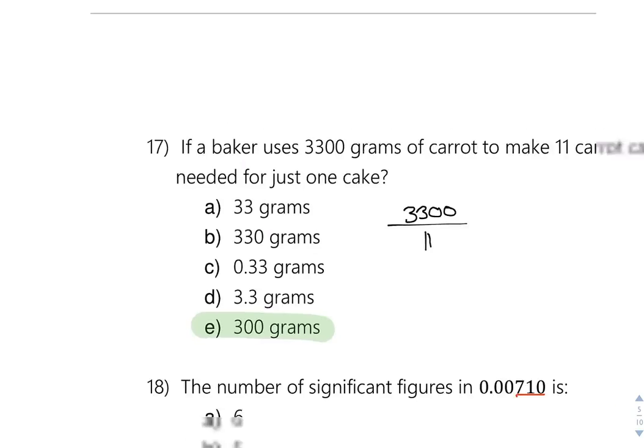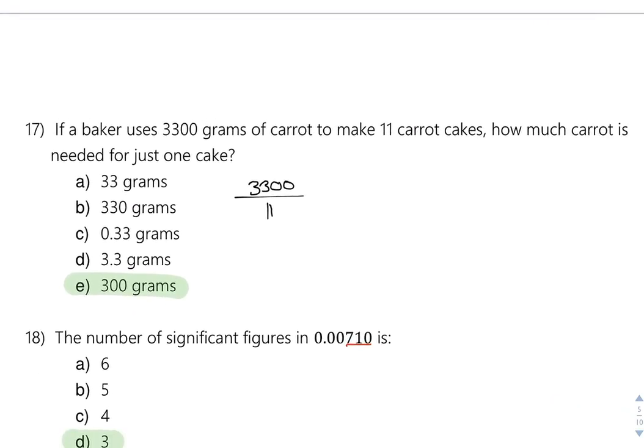Question 17. A baker uses 3,300 grams of carrot to make 11 carrot cakes. How much carrot is needed for just one cake? If you've got 3,300 for 11, if you divide that, you would get how much you would need for one cake, which would be 300 grams.